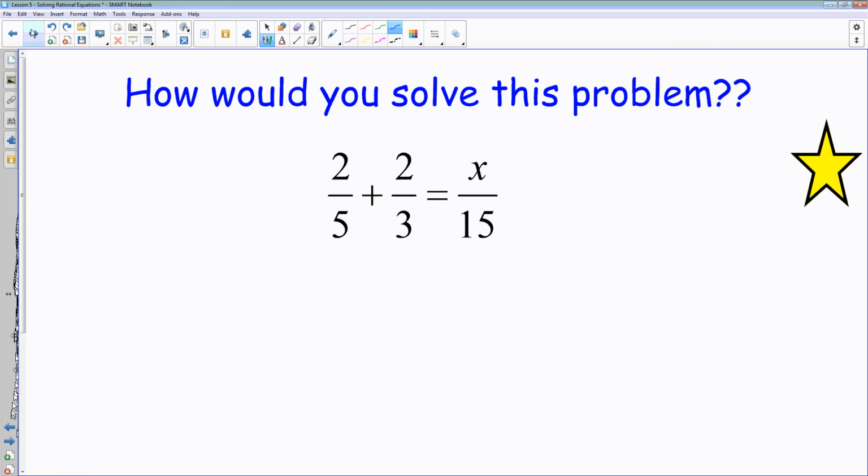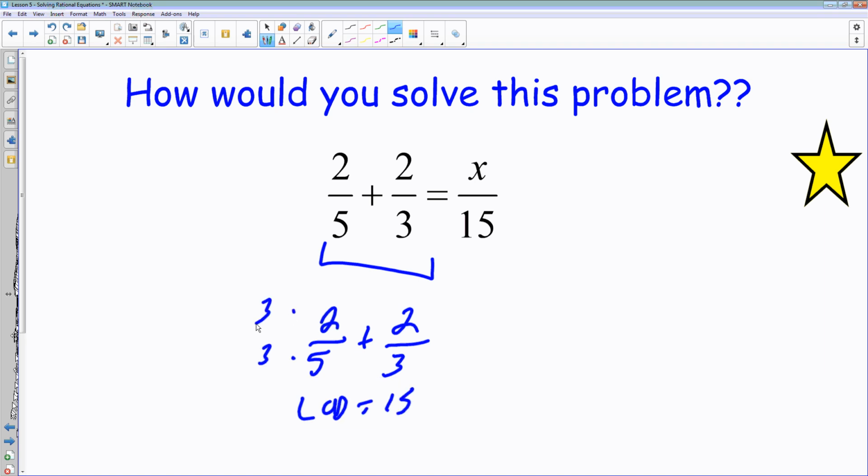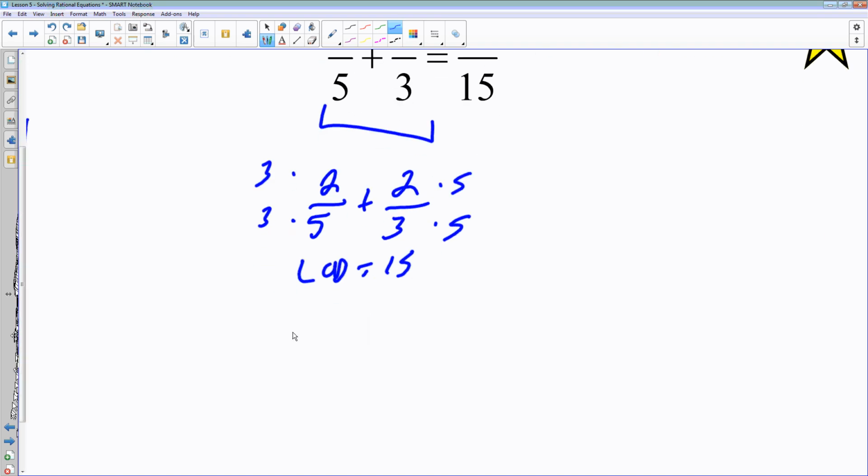Now, this problem is a little bit different, right? You have two fractions equal to one fraction. We can't set it up and do cross multiplication yet unless we make these two fractions into one fraction. So 2 over 5 plus 2 over 3, my LCD is 15. So I multiply my first fraction by 3 over 3 and my second fraction by 5 over 5. That's going to get me 6 over 15 plus 10 over 15. Then I add them together to get 16 over 15.